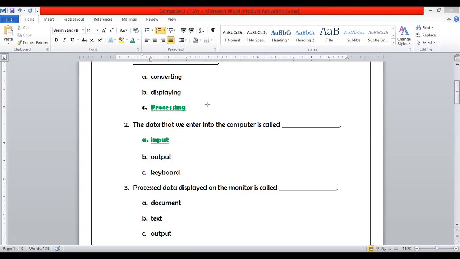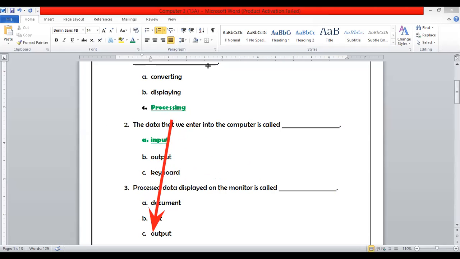Ahmad Awad, yes please. What is the answer? Output. Okay. Ahmad Jibrail, are you there? Yes, sir, I'm here. Can you tell us the answer? Processed data displayed on the monitor is called output. Okay. Hamza Suleiman, can you tell us? Processed data displayed on the monitor is called output.